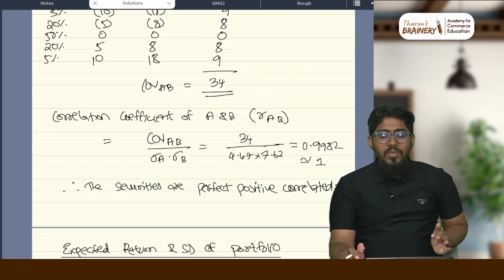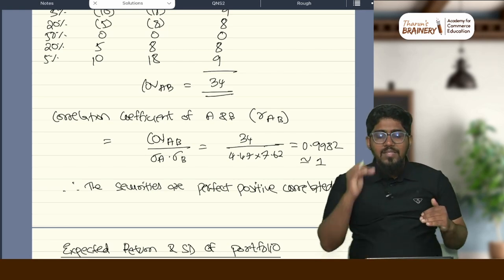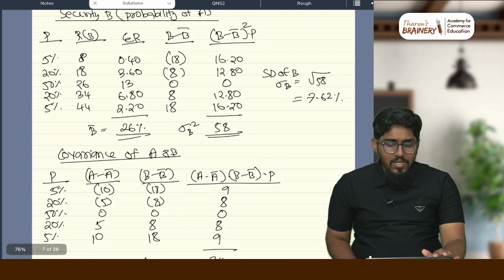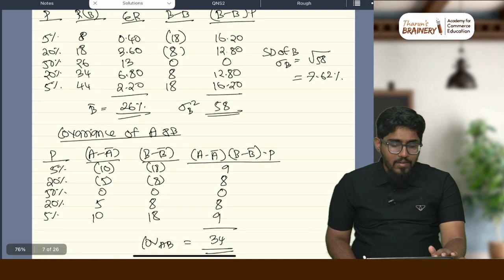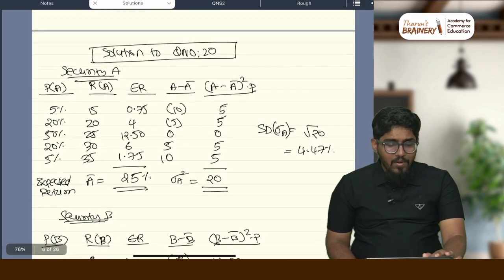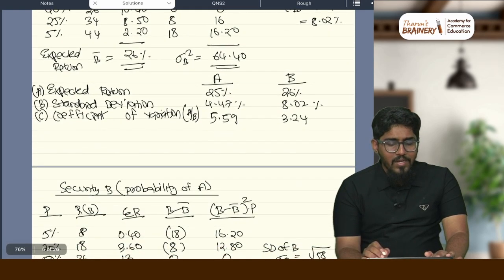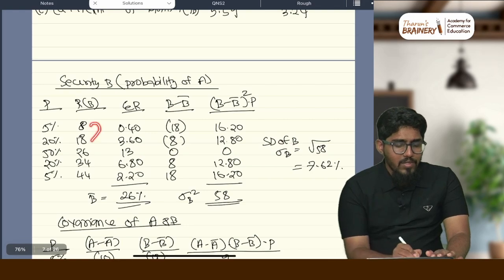So which means what, sir? If A is increasing, B is also increasing. If A is decreasing, B is also decreasing. You see the return of A and return of B. Return of A 5 and 20. So which means second year it has increased, 15 and 20. You see this has also increased, 8 and 18.